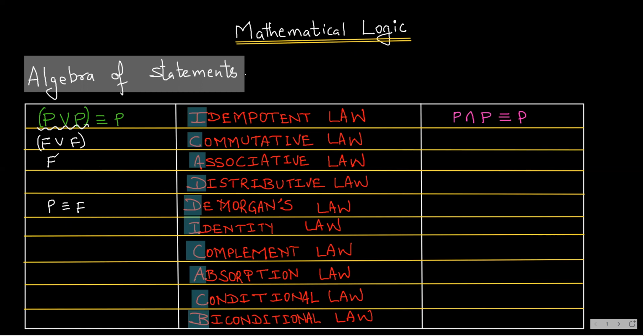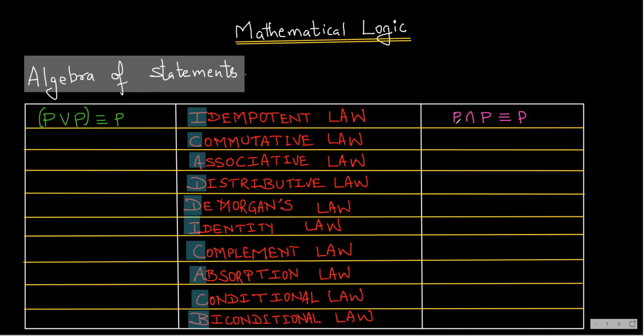And what are you getting from the left hand side? You are getting false. So if you have false or false, it is false. If you have true or true, it is true. So P or P is same as P. If you see somewhere P or P, there is no need to write P or P, you simply write P. This is idempotent law.